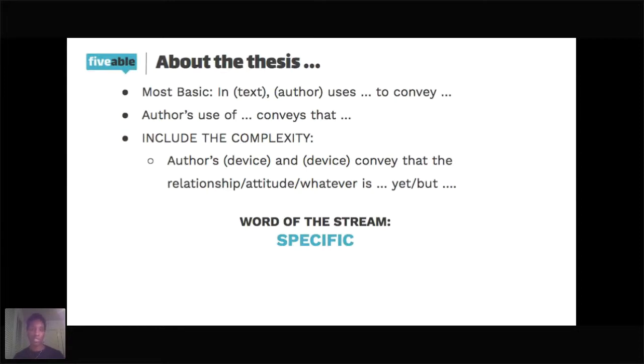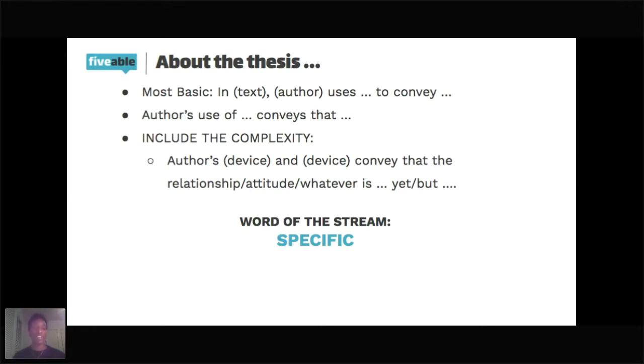You always want to make sure that in your thesis, you're including the complexity of the attitude or relationship or whatever you're asked to analyze. So again, that the author's simile and metaphor convey that the relationship or attitude or whatever they ask you is blank yet blank. And then you have complexity. We're going to look at that a little deeper in a moment and more specifically.